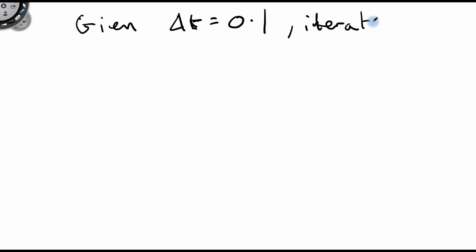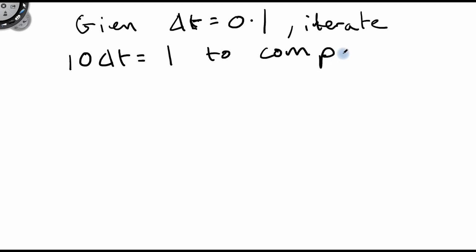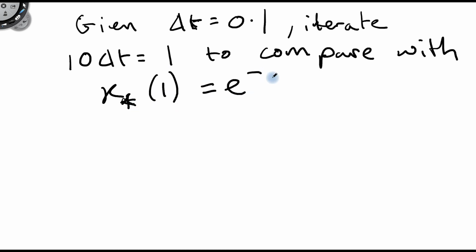So let's just finish that off. Given delta t is 0.1, the time step is 0.1. We want to iterate, and we want to get to a point where the time is 1. So we now need to iterate 10 delta t, which was 1, to compare with x star, the true solution at time 1, which was simply e to the minus 1.